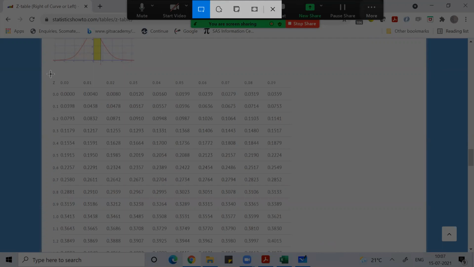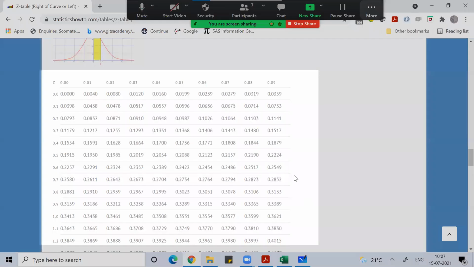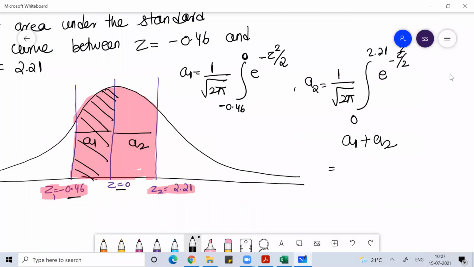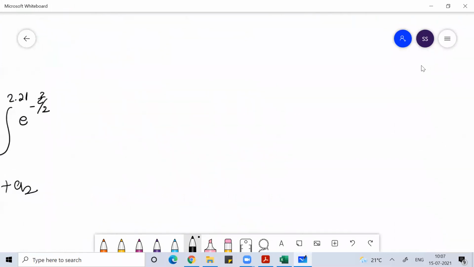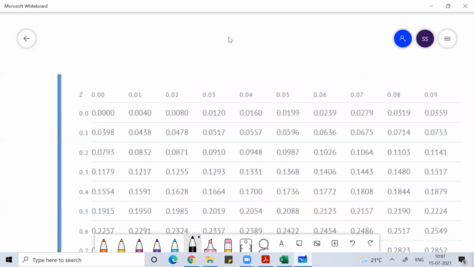Everyone understanding? Yes or no? Suppose I want the 0.46 value. How will I look up the 0.46 value? Do you understand how to look up the value? Guys, are you understanding? How will you look up the 0.46 value?